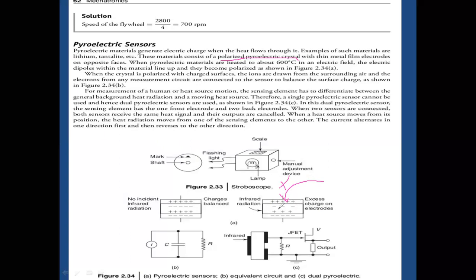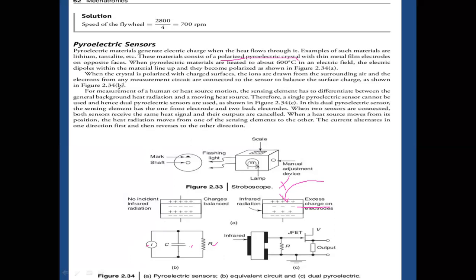to balance the surface charge. I'll show you like this. We have a capacitance here, a resistance here, and some kind of current meter, an ammeter, here.